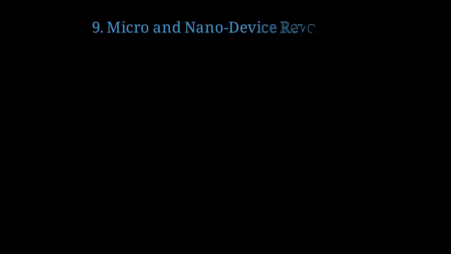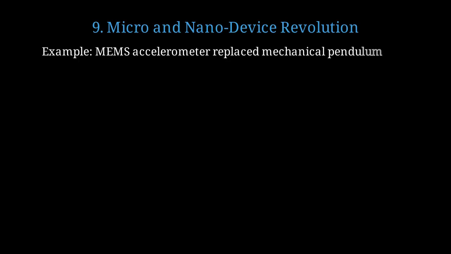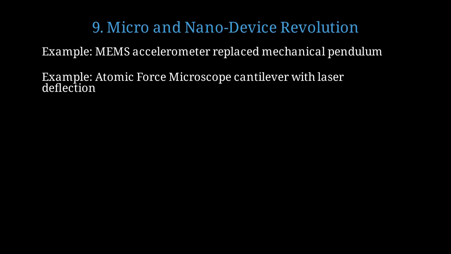The shift to micro and nano scales demanded rethinking of conventional mechanical approaches. MEMS accelerometers use capacitive sensing of a suspended proof mass, replacing bulky mechanical pendulums. AFM cantilevers detect atomic scale forces through laser deflection, impossible with mechanical gauges.